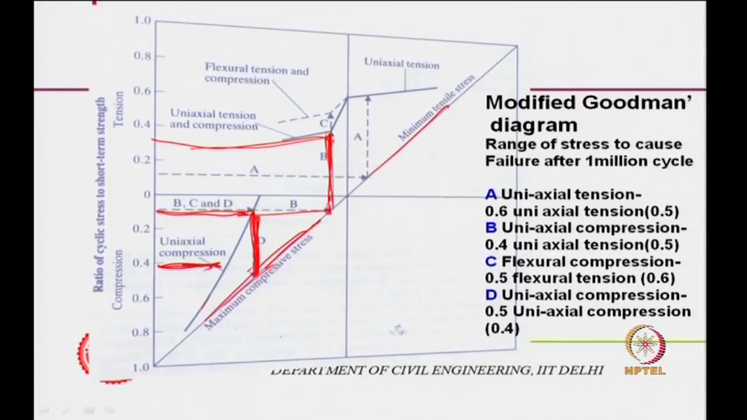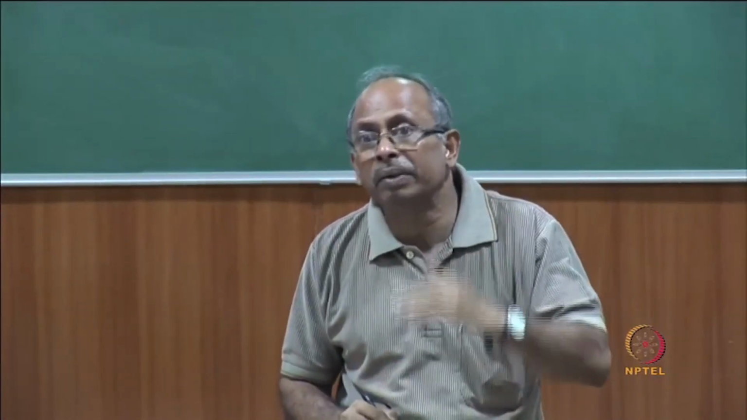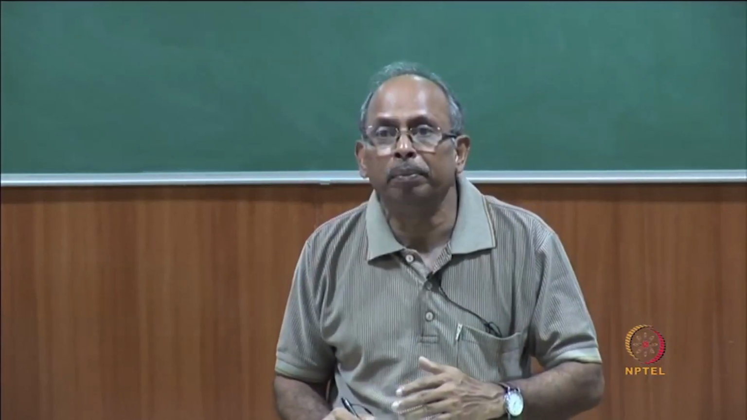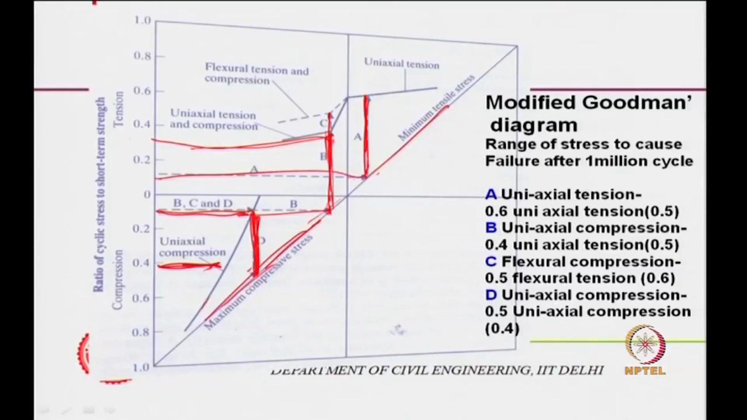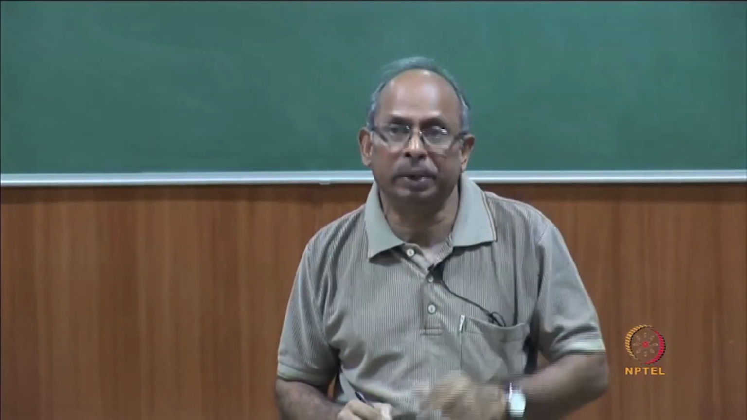If this is in compression, uniaxial tension and compression, this is in flexure, and if you are doing purely tensile, so at 10% of the tensile load, you can go up to this and come back. So, modified Goodman's diagram can be used to find out what level of stress reversal you can do at what level of static stress. So, at 10% of the stress level, you can reverse the stresses given from this diagram. Say if it is compressive stress, if it is tensile stress, one can determine from this diagram. So, modified Goodman's diagram can be used to find out what range of stress you can use.